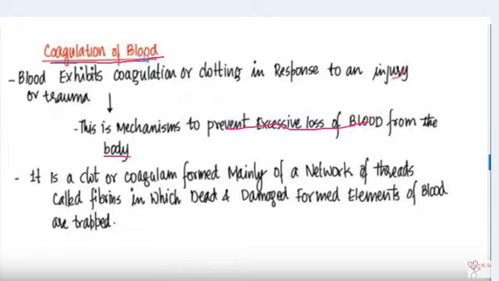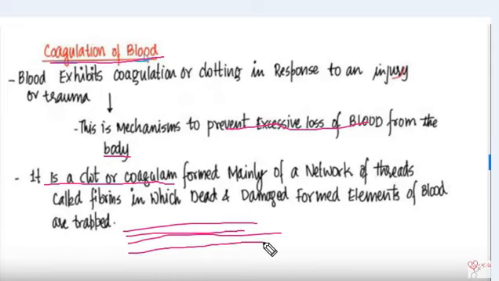What does coagulation of blood mean? Coagulation is a clot. It is a clot or coagulum. A clot or coagulum is formed mainly of a network of threads. Suppose these are a network of threads like this. They form a network of threads like this.